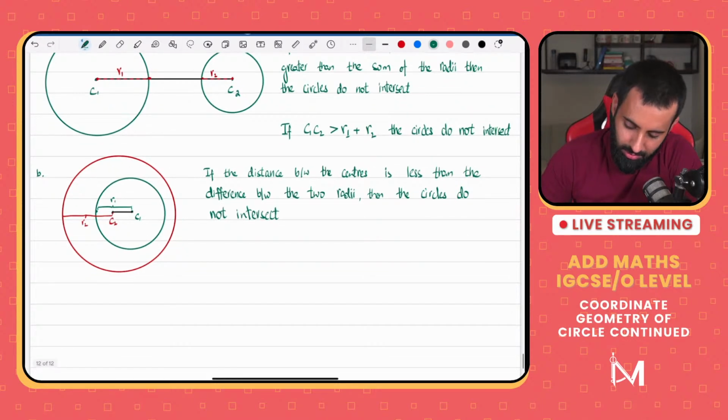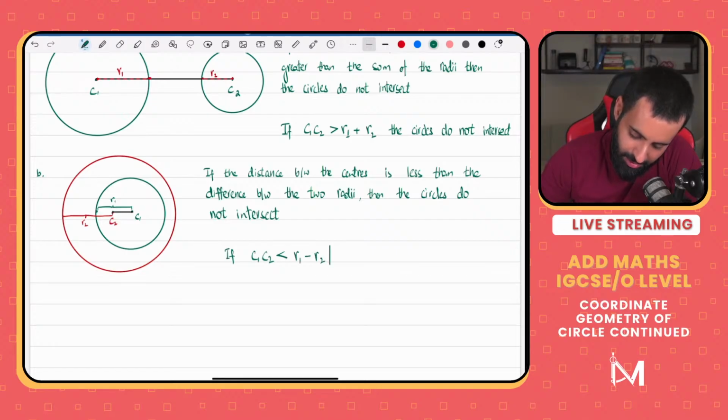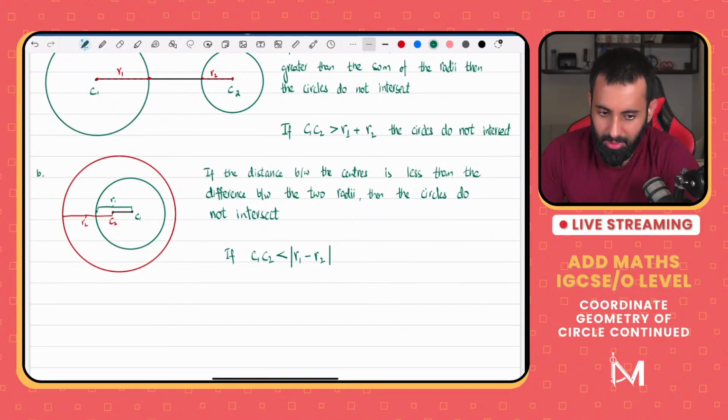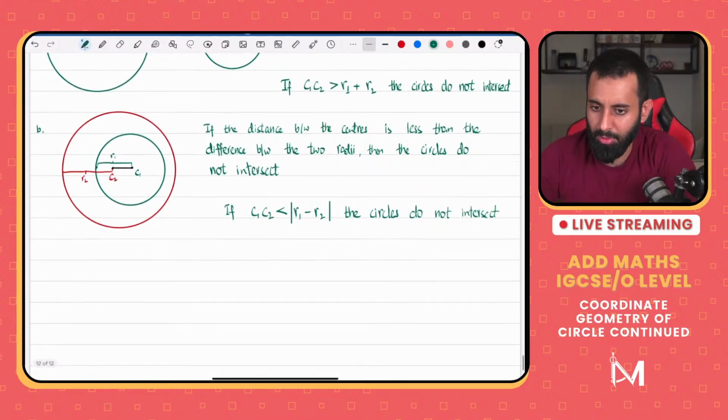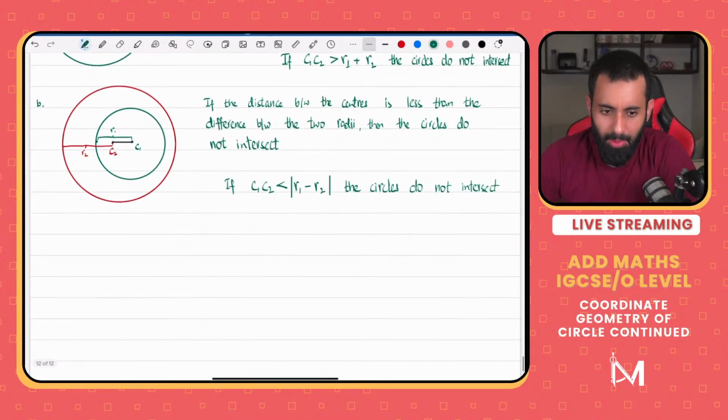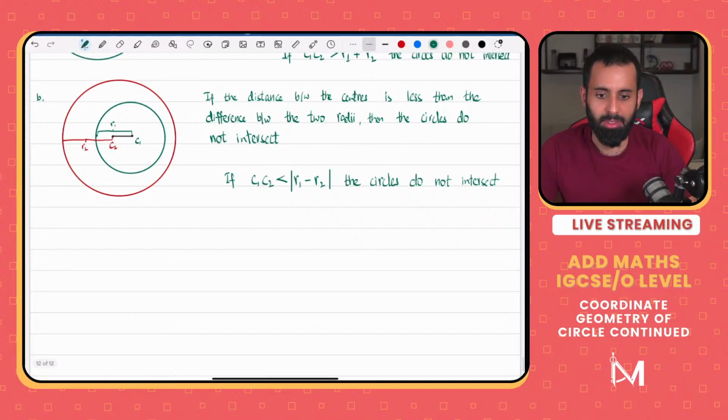So long story short, if C1C2, that is the distance between the two centers, is less than the modulus of R1 minus R2. Whenever we're taking R1 minus R2, we ignore the minus sign. That's what the modulus is for. Just like when you're calculating area with the matrix formula, you ignore the minus sign. So the conclusion is that the circles do not intersect. Now, this may all seem a little overwhelming, but when we're doing example questions, you guys will see how it works.